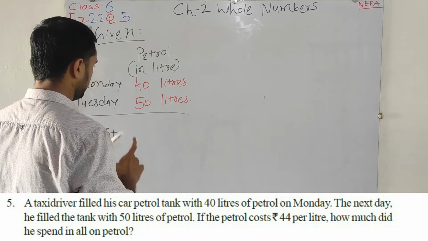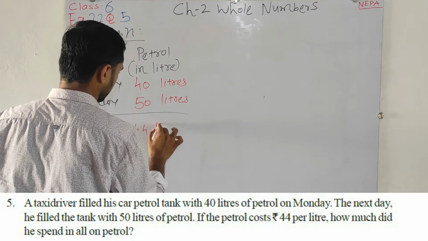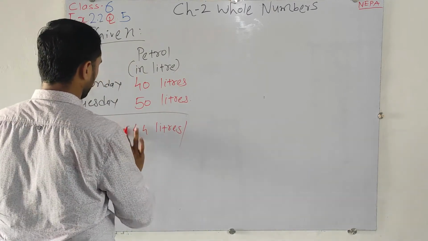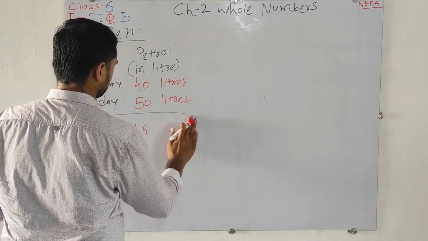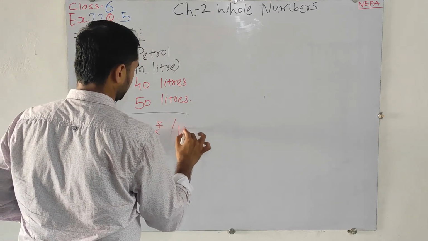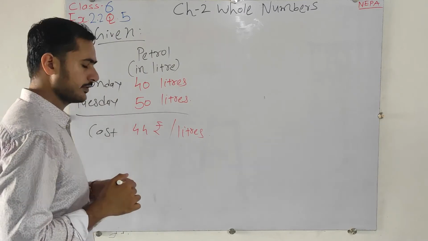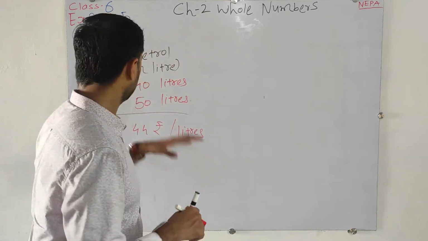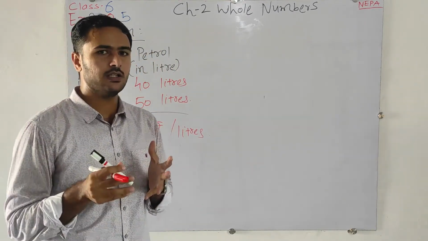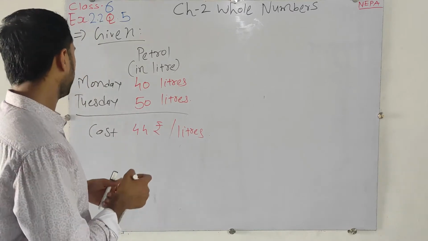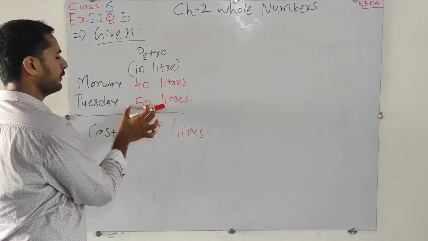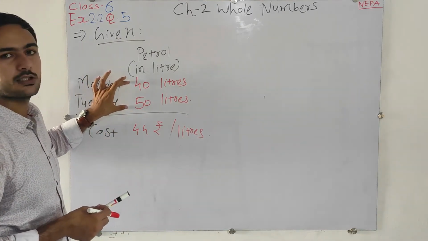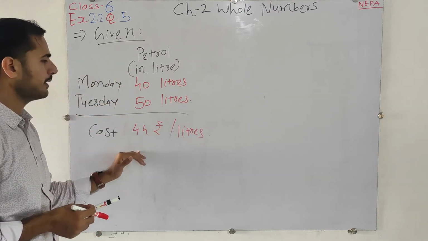The cost is rupees 44 per liter. Okay, so that's the cost. Now we just have to find out the total amount spent for the petrol. So how can we do it? There are two methods. First we find the cost of the 40 liters, then the cost of the 50 liters, and then add them. Or we can sum the total liters and multiply the total liters by 44.